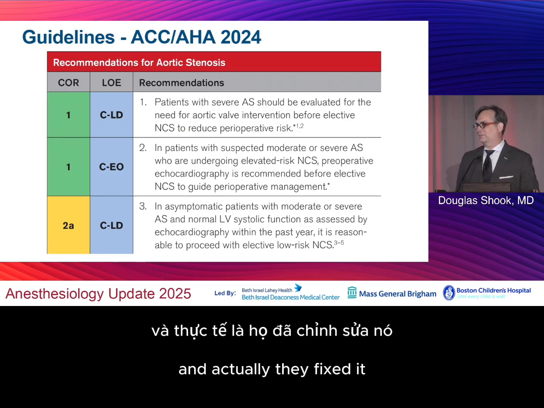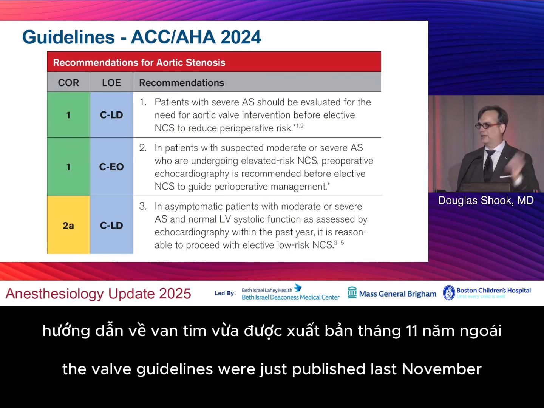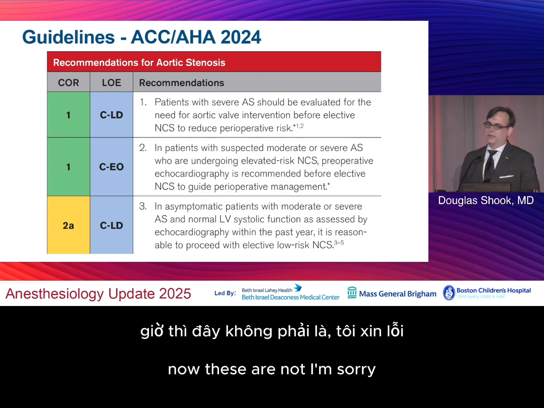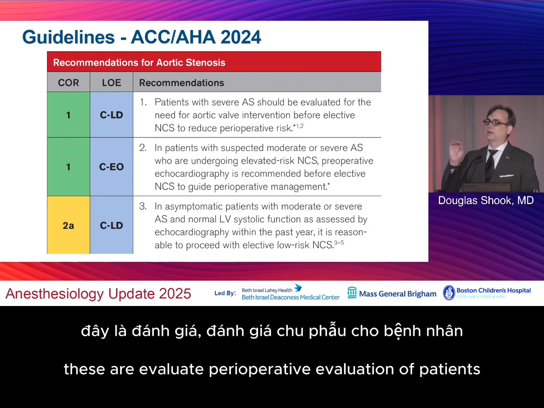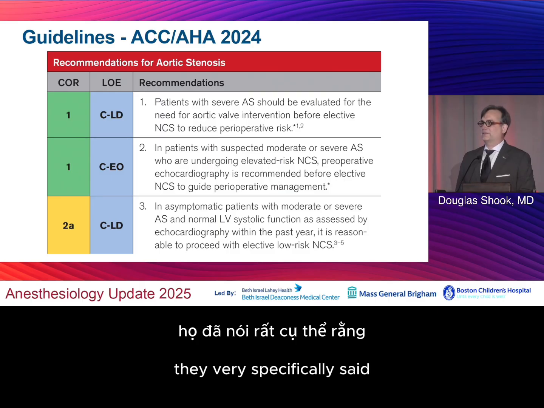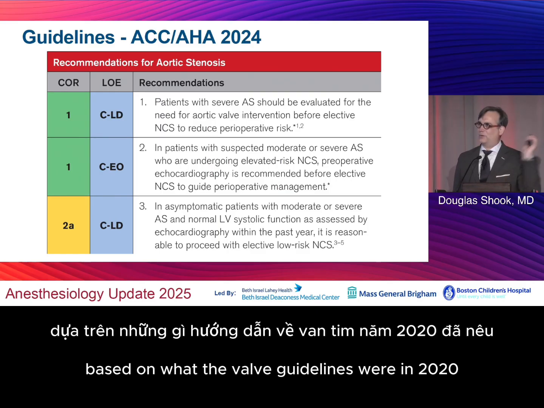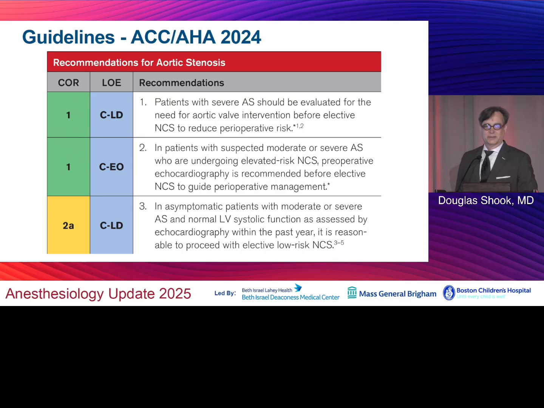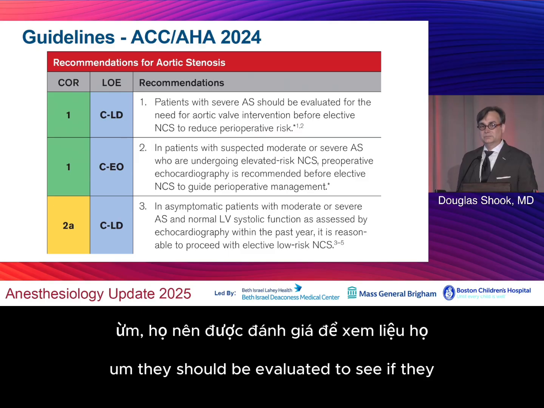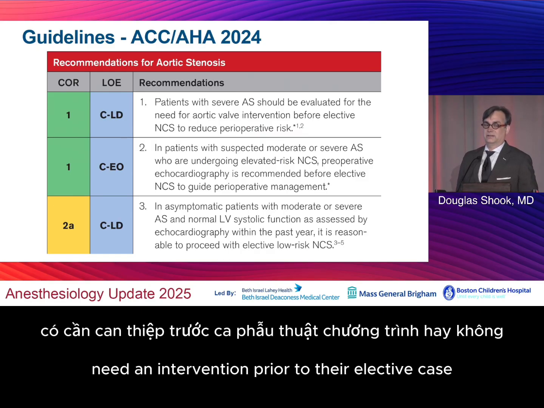And actually, they fixed it. So in 2024, the guidelines, they were just published last November. Now these are not the valve ones. These are perioperative evaluation of cardiac patients for non-cardiac surgery. Two different guidelines, both from similar sources. They very specifically said we've altered this a little bit based on what the valve guidelines were in 2020. So first is if you have a patient with severe aortic stenosis, they should be evaluated to see if they need an intervention prior to their elective case, which makes sense.